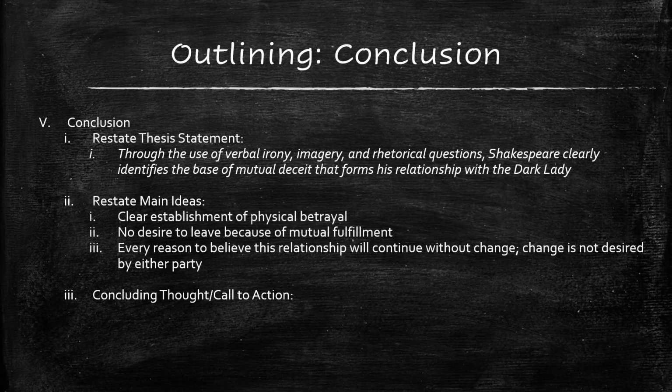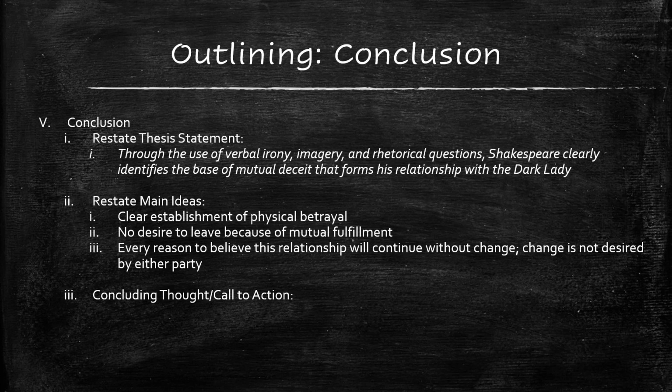Note that because I had 3 body paragraphs, I now have 3 main ideas. So one, that there is this clear establishment of physical betrayal on the part of the Dark Lady. 2, that there's no desire to leave because both of them are gaining something. There's this idea of mutual fulfillment in their deceit. And then finally, that they have every reason to believe that this relationship will continue without any change, through the fact that this change is not desired by either party.